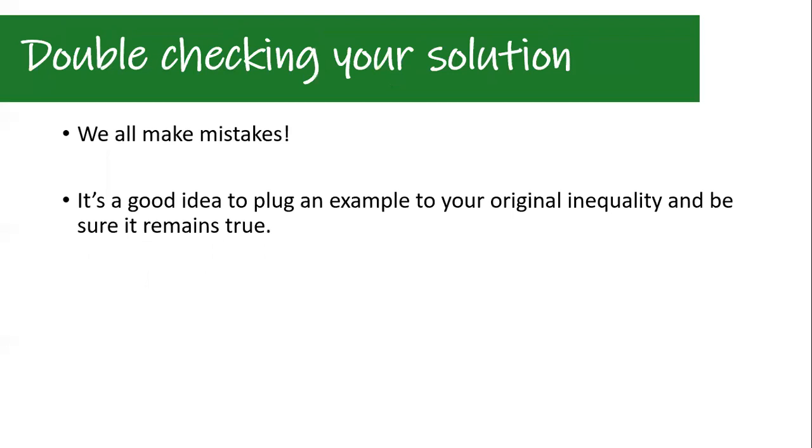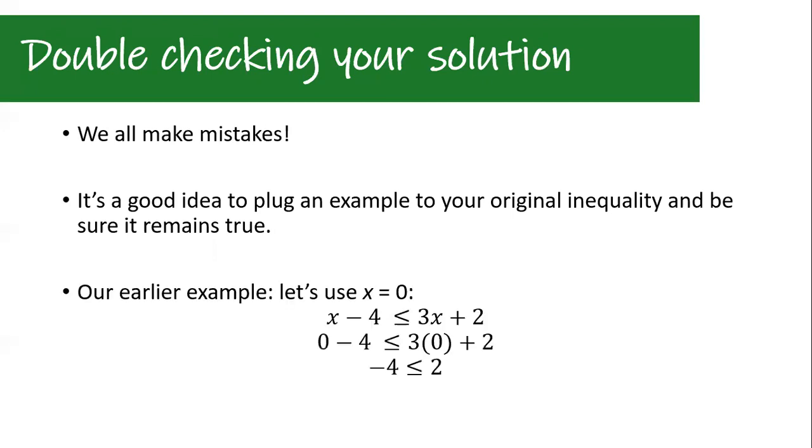Now, it's always a good idea here to double check your solution. We all make mistakes, like my typo that I just committed. Sometimes it's easy to drop a negative, like the typo I just committed. So plug an example back into your original inequality and be sure that it remains true. In our earlier example, we needed a value that was greater than or equal to -3.